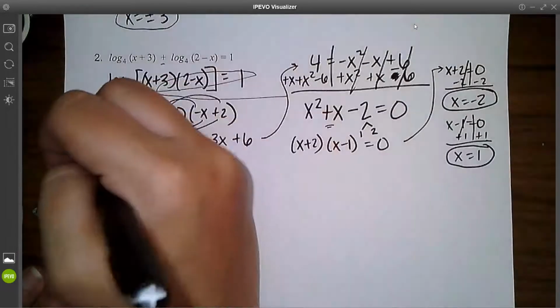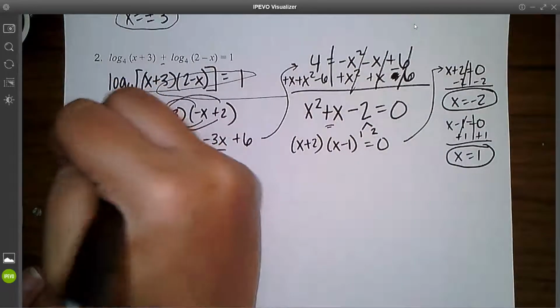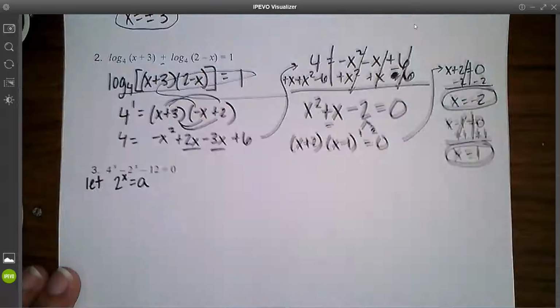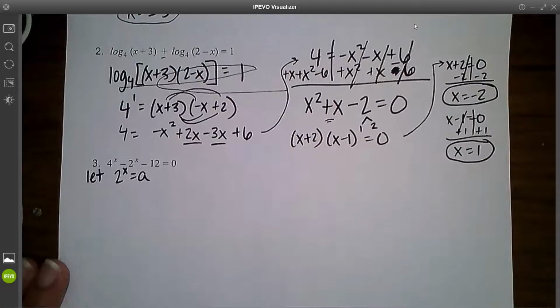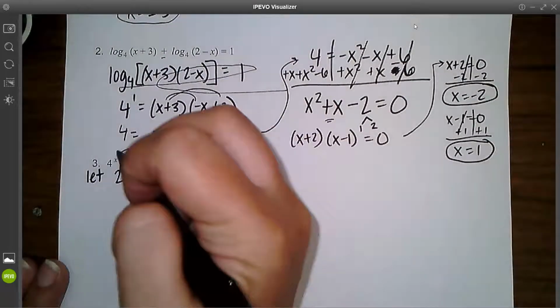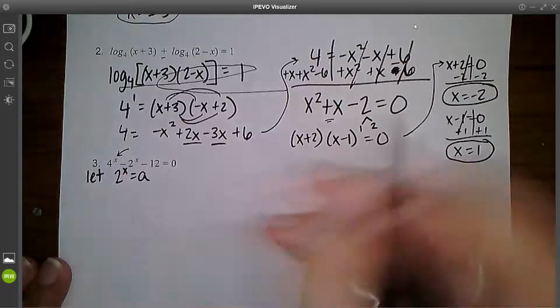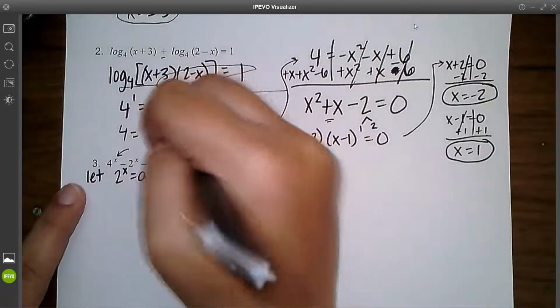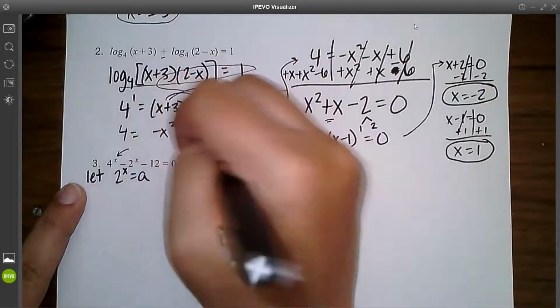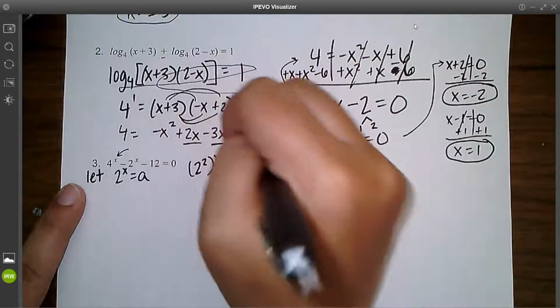So this one I'm going to let, and I'm going to tell you why in a second, but I'm going to let 2 to the x equal a. I can rewrite this one in terms of 2. So 4 is 2 squared, so I have 2 squared to the x minus 2 to the x minus 12 equals 0.